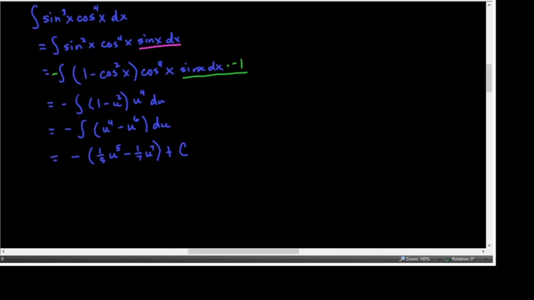Now I'm going to do two things in this step. I'm going to distribute that negative, and I'm going to go back to the original variable. So in this problem, our u was cosine of x. So this will be negative 1/5 cosine to the 5th of x, and then distributing the negative, that will become plus 1/7 cosine to the 7th of x plus c. And so that is, in a nutshell, what we're going to be doing with these.